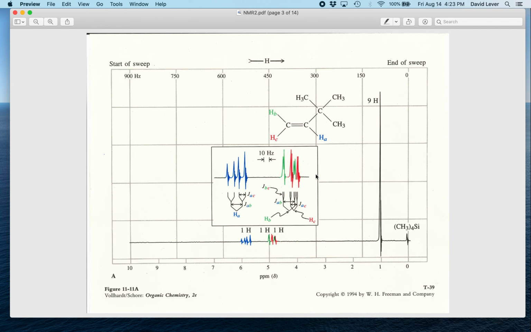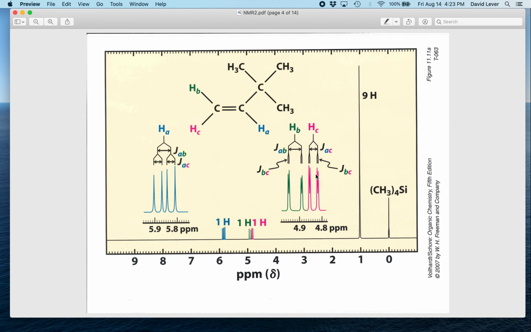If we run that same spectrum, but we do it at 300 megahertz instead, you'll see now, because there are a larger number of hertz for each part per million, we have 300 hertz between each part per million, which means we have 30 hertz between our 4.8 and our 4.9, representing 0.1 part per million. Now the center of the peaks are far enough apart that the overlap is no longer there. So HB and HC in this case are distinctly different.